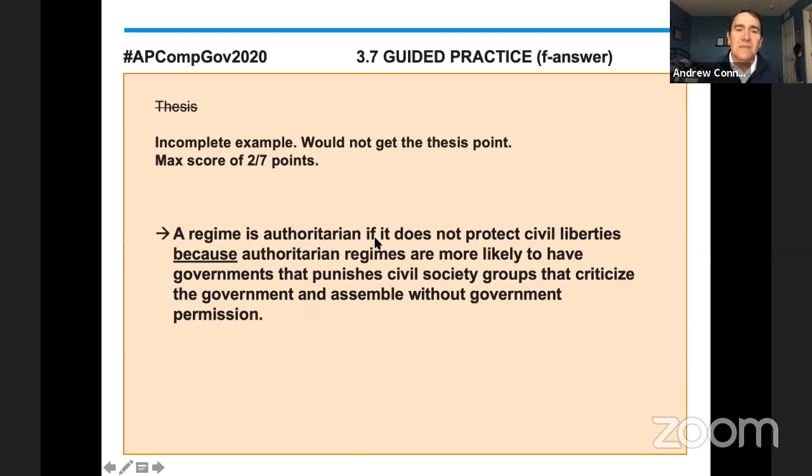A regime is authoritarian if it does not protect civil liberties, because authoritarian regimes are more likely to have governments that punish civil society groups and criticize the government in assembly without government permission. So there are some typos in there. That's not why it doesn't get the point. It doesn't get the point because it doesn't respond to the prompt.